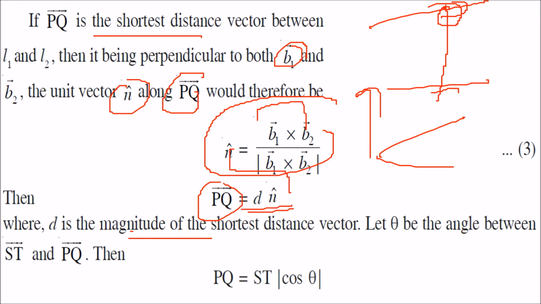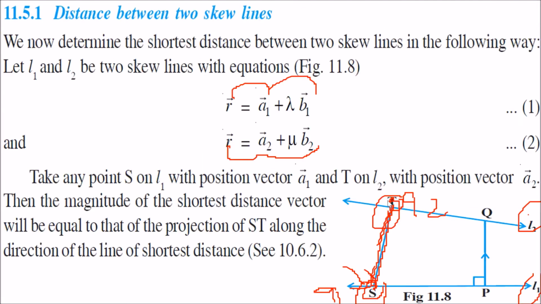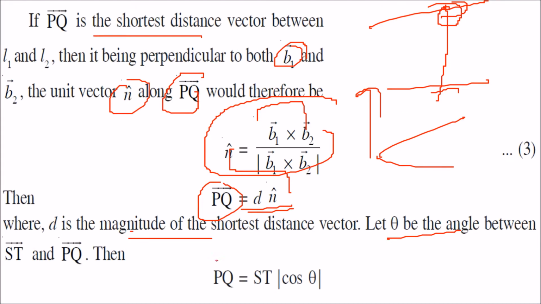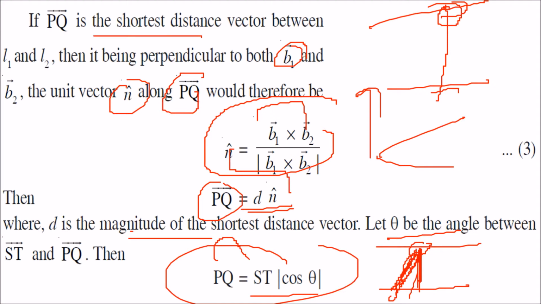So let us say that there is some angle theta between ST and PQ. How do we find it? PQ will simply be ST cos theta, because as I just said, the shortest distance is nothing but the projection of this line on this. Say I have two lines, I have these two points, and I have to find the shortest distance. So this is the shortest distance, and this is what we are finding. PQ is equal to ST cos theta.